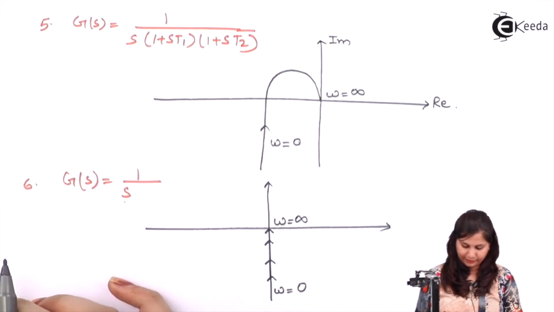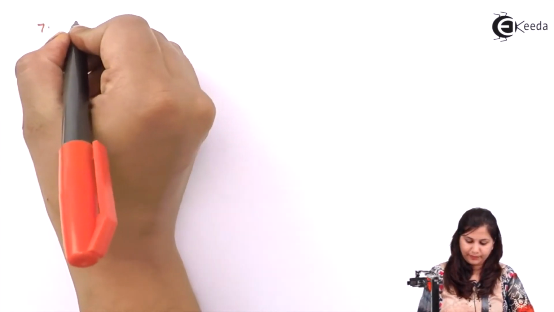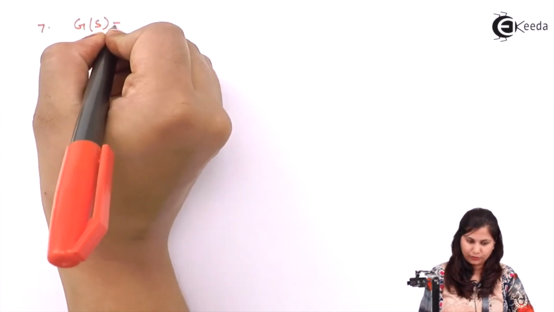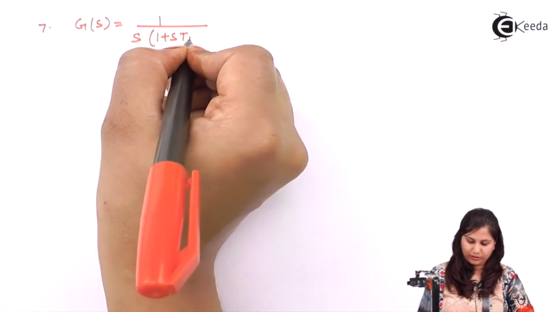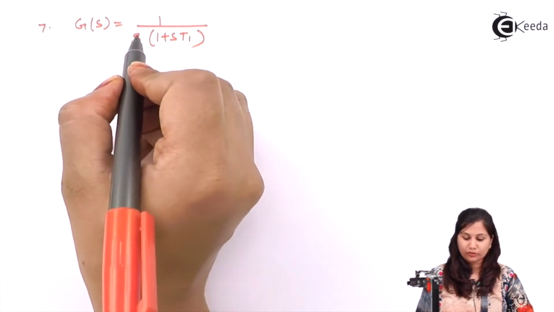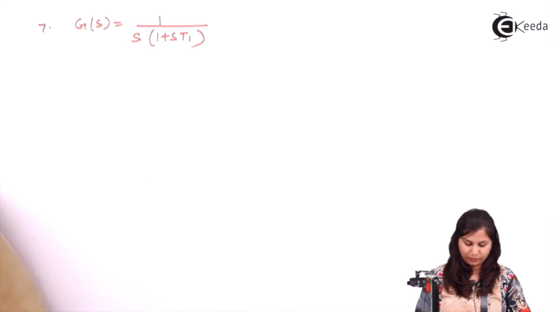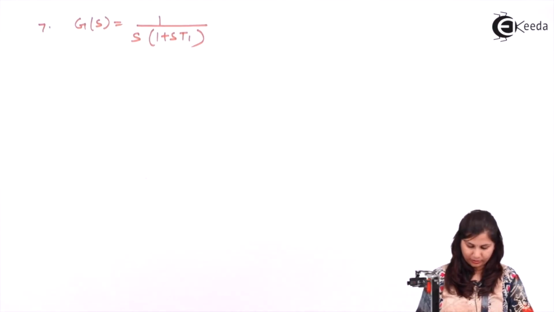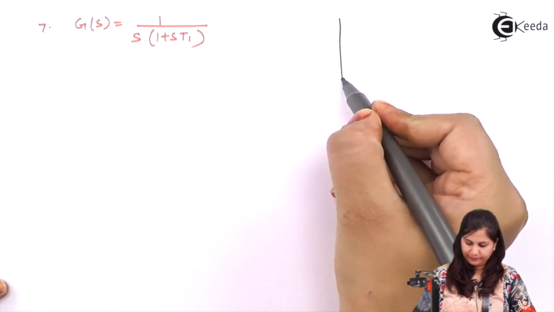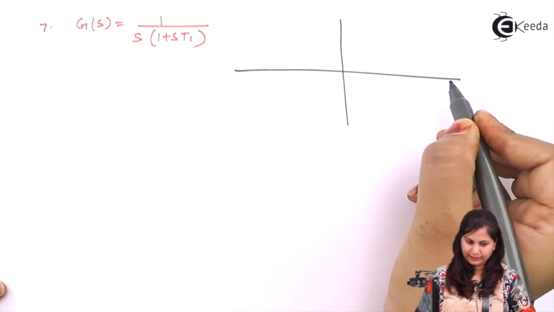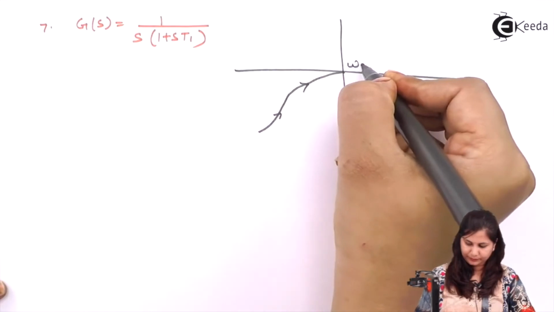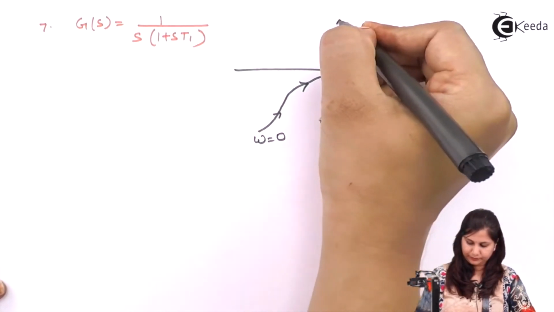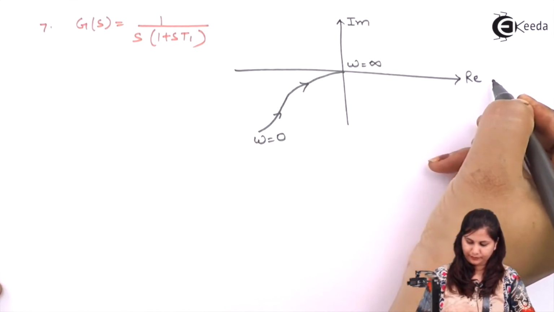Next we have the seventh form of the transfer function, that is G(s) equals 1 upon s(1 plus st1). One pole at the origin and another pole at t1. Then the polar plot will be like this.